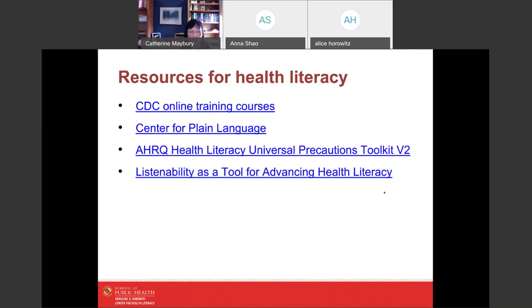The Agency for Healthcare Research and Quality has a tool called the Universal Precautions Toolkit, and this is the second version. It explains how to simplify communications and confirm comprehension with all patients to minimize risk for miscommunication. While it was designed for clinicians and providers, the guidance can be used for our public health work and health promotion and disease prevention. And then lastly, we provided a link to an article on listenability as a tool, if you want to understand more about listenability and the burden that our oral communications can place on our listeners.